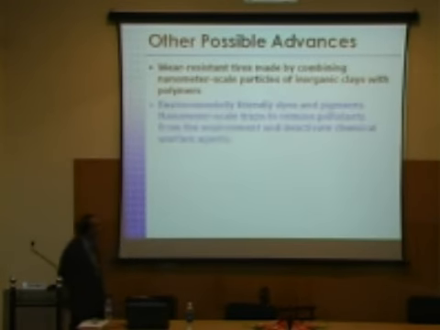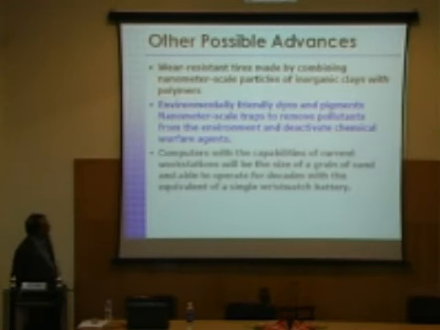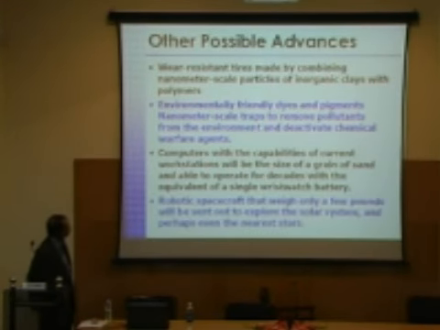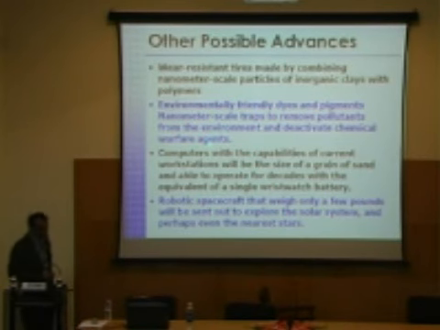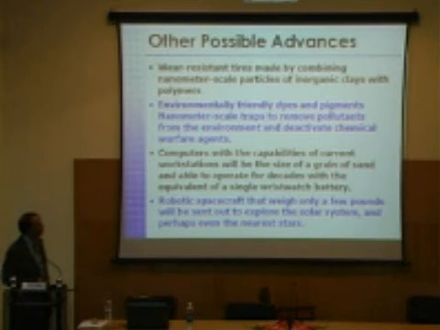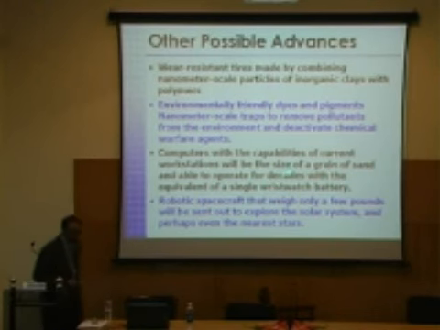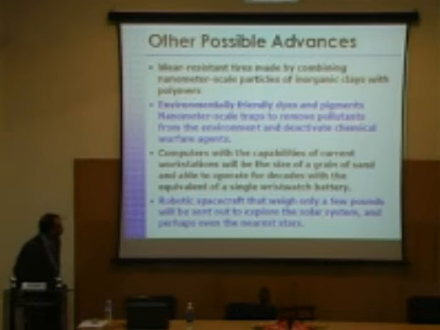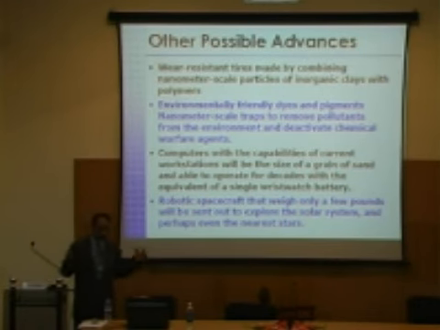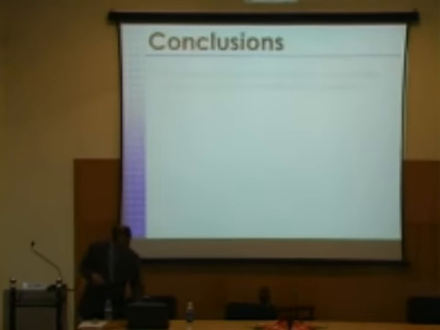There are other possible advances: wear-resistant tires that are being now tested, environmentally friendly dyes and pigments at the nanometer scales, especially they are very good in trapping pollutants, and computers with the capabilities of the current workstations the size of a grain of sand, because that's the kind of thing that we believe that the nanotechnology is going to revolutionize. And the spacecraft technology. Today the spacecraft is so heavy, but by putting nanotechnology we can reduce the weight of it, so we can use less fuel to explore the outer space.